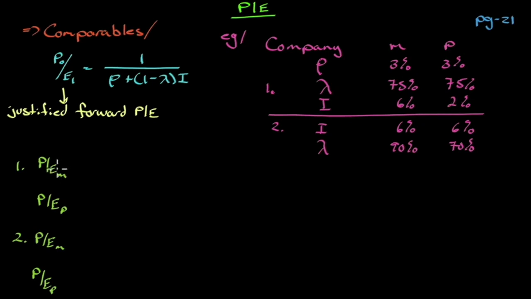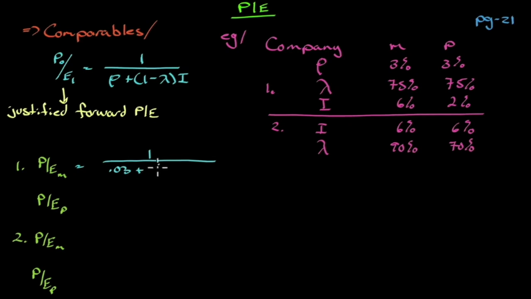So the justified forward PE for company M in this case would be 1 over, what do we have? We have rho 0.03, and remember, that's without inflation. That's a real required rate of return. To that we must add an inflation expectation. But if we can pass on all the inflation, then there is no inflation expectation. We can use the real rate of return. But if we can't, then the risk is that the rate has to absorb some expected inflation, right?